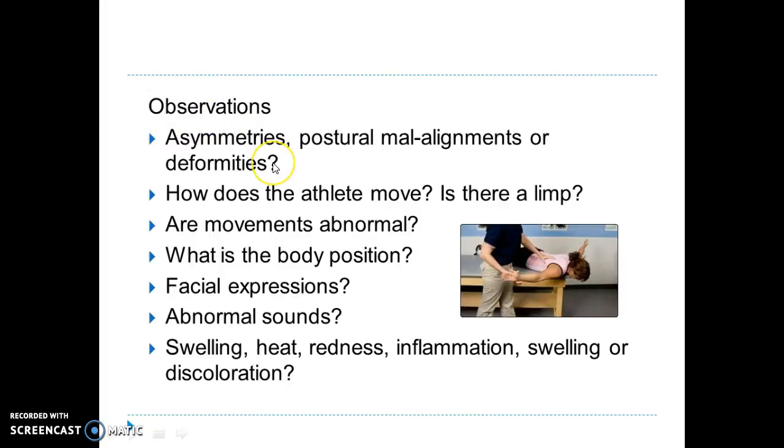All right, so after history, we move to our observations. This is what we can see. Pretty simple. Are there movements abnormal? What's the body position? Are there any asymmetries? How does the athlete move? Abnormal sounds. Is there anything that we see that's out of the ordinary?